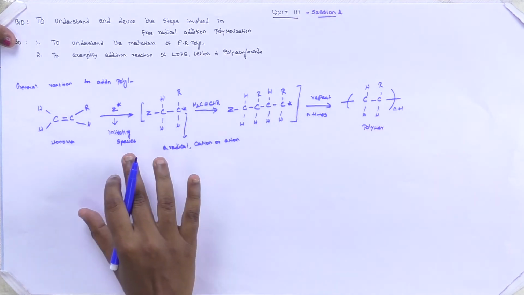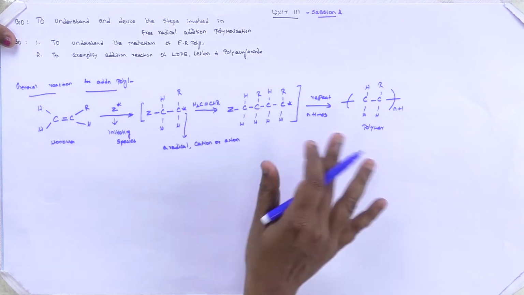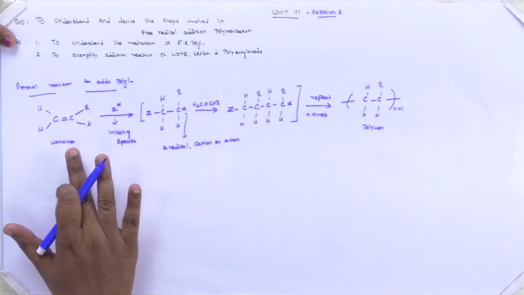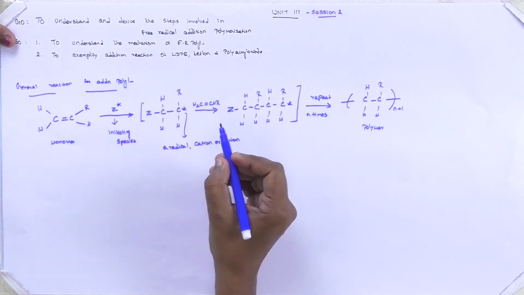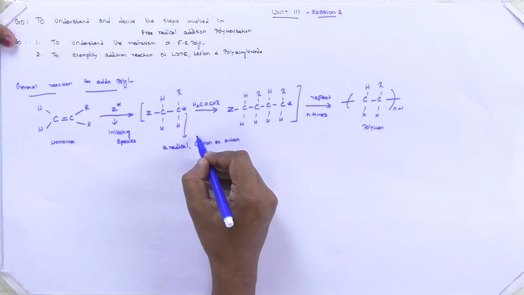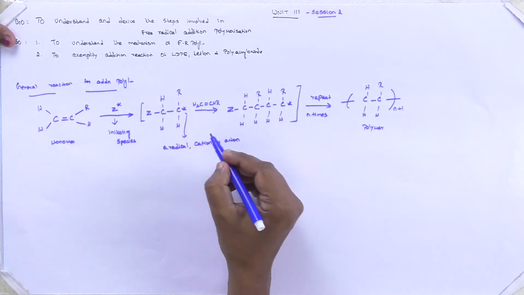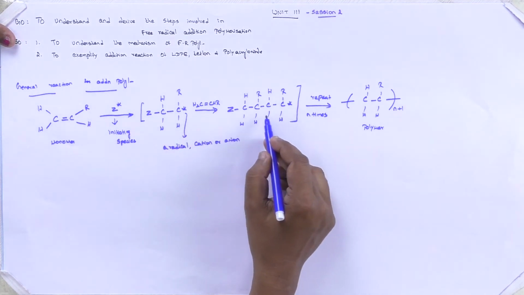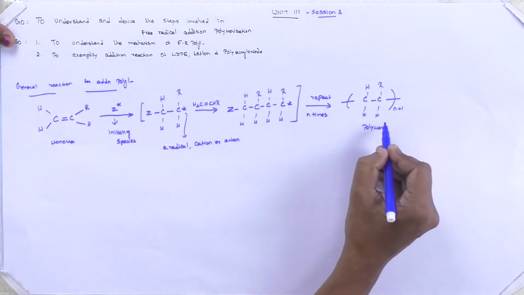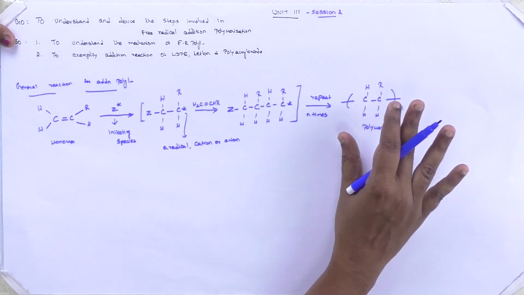The general reaction for addition polymerization can be given like this, where you have a monomer, and an initiating species is added to it, and then this initiating species forms a radical center, a cationic center or an anionic center. Further addition of monomer will take place, forming a propagating species like this, and a polymer will be formed ultimately in the end. So, this is how an addition polymerization reaction proceeds.